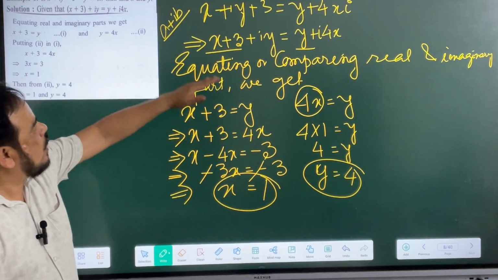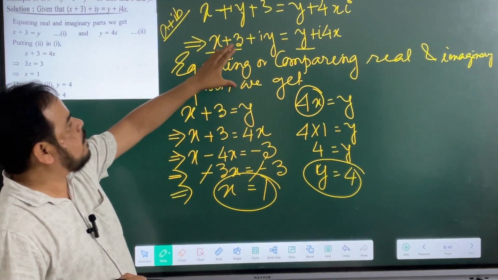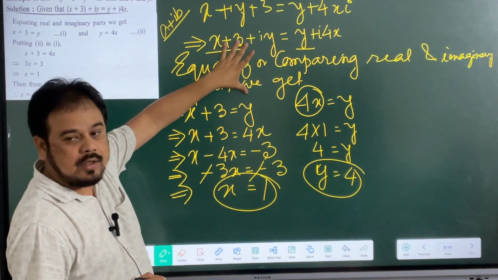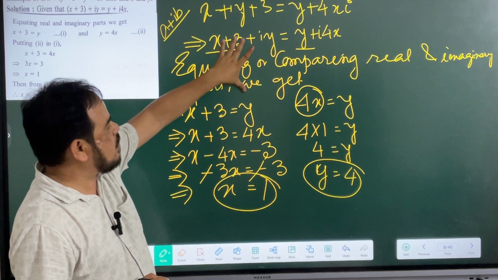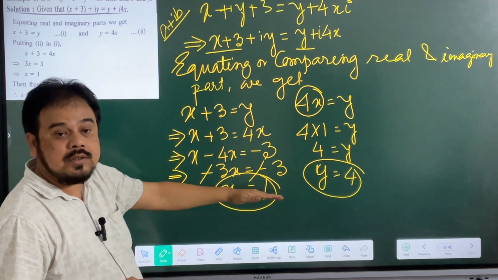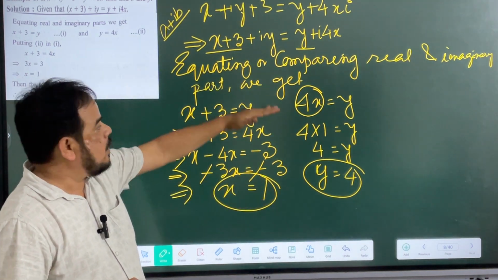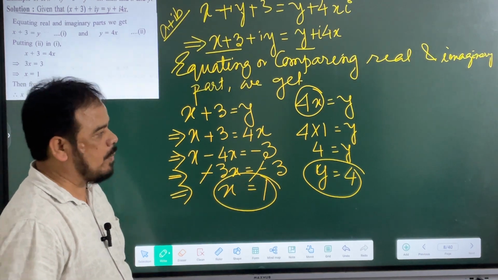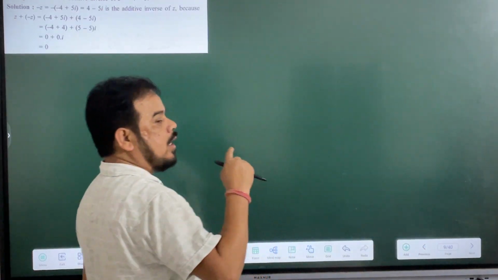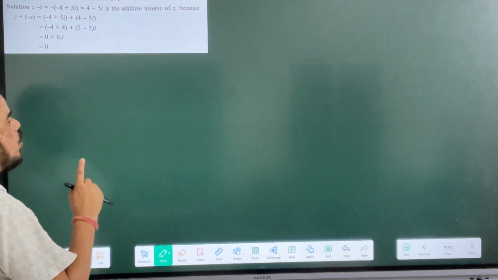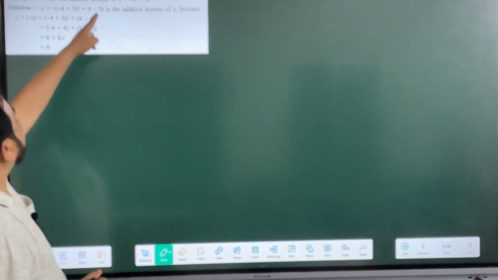So we have used the complex number property only up to this much. But after that we have done general maths. This part is not related to the complex number property. This one we have used as a linear equation in two variables. Next: find the additive inverse of z.